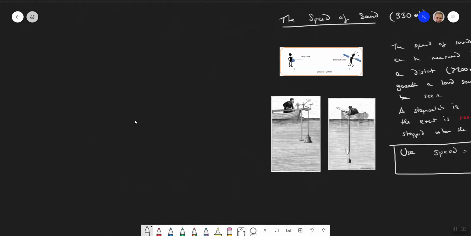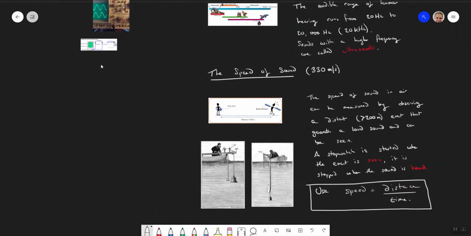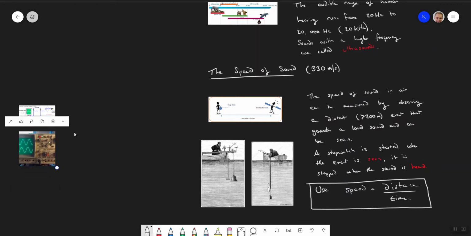Now, there is another way, and you'll find it in the CGP guide, and I've never ever seen them expect you to use this method, but we will talk about it briefly. And it involves using 2 oscilloscopes.